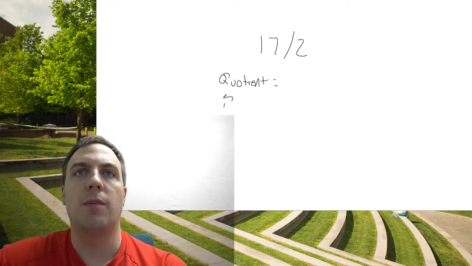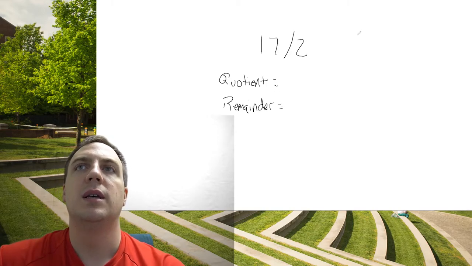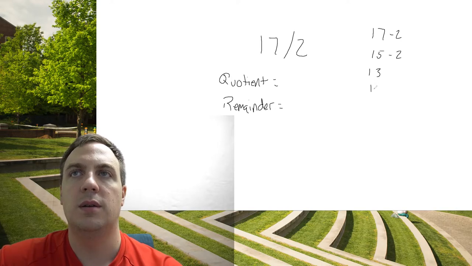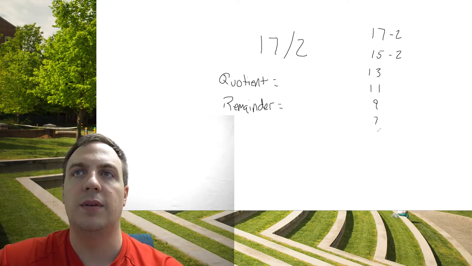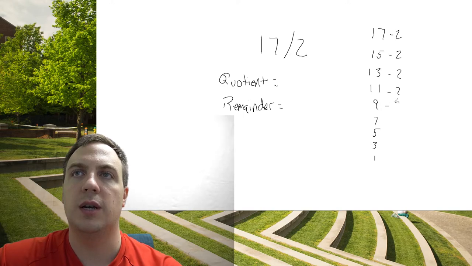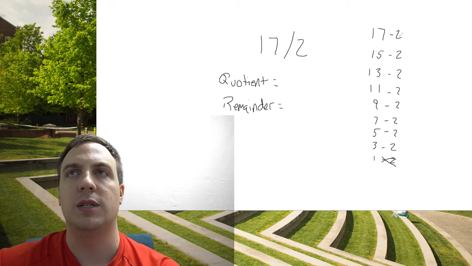Okay, and then the remainder is everything that couldn't be pulled out of 17, right? So anything not a multiple of 2 in this case. So we take 17, we subtract 2. What does that give us? Well, it gives us 15. We subtract 2: 13, 11, 9, 7, 5, 3, and then 1. So we subtract 2 here, subtract 2 here, subtract 2, subtract 2, subtract 2, subtract 2. Now this is less than 2, so we can't subtract 2 there. So for the quotient, we count the number of times we subtracted 2.